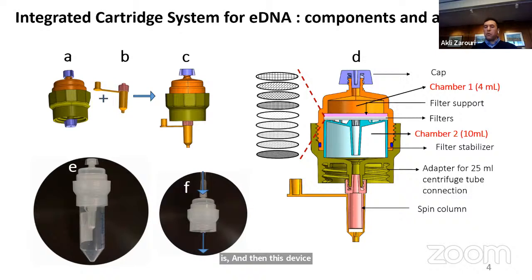In chamber one, we can put the lysis buffer, which can lyse all the biological material captured in the different filters. And then with one single centrifugation, we can harvest the whole lysate into chamber two. And then by adding ethanol to chamber two and connecting the spin column, we can collect the whole DNA into the small spin column.